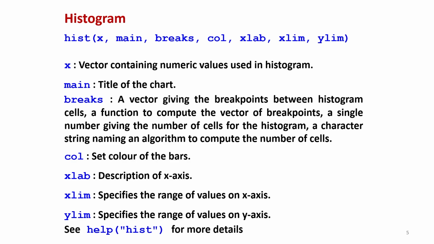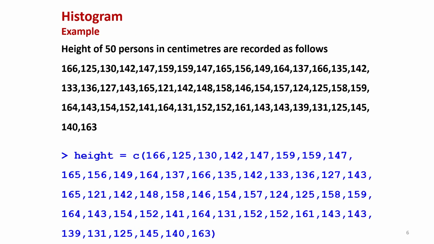And then there are many other options which can control the different characteristics of the histogram. For example, main will give us the title of the chart. Then we have breaks. The breaks is a vector giving the break points between the histogram cells, and so on. Then col is used to set the color of the bars. Xlab is used to describe the title on the x-axis. Similarly, xlim and ylim are specified to define the range of the values on the x and y axis respectively, and so on. There are many other options. I request you to please look into the help menu and see what different options are available.